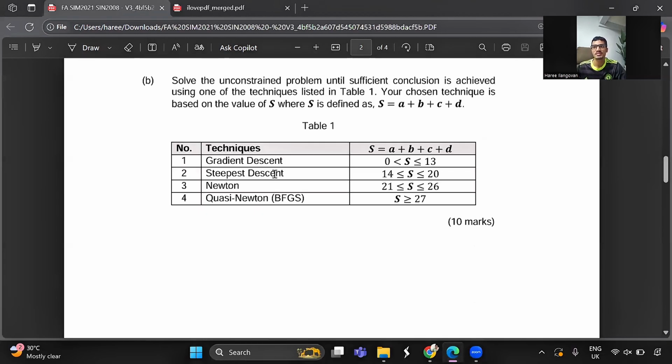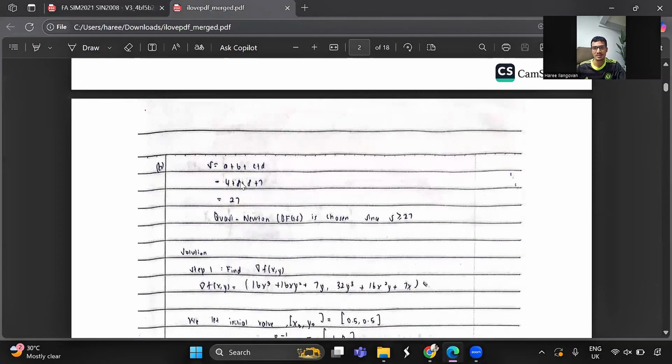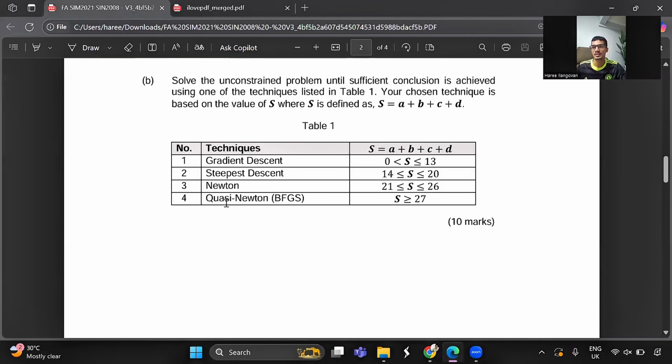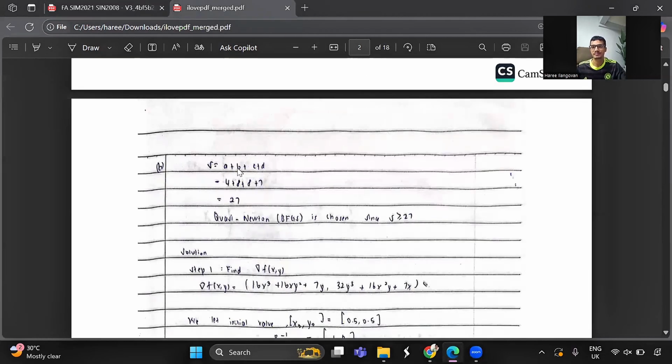This question asks us to compute the value of the last four digits first. So after I computed the last four digits, 4 plus 8 plus 8 plus 7, I got 27. And therefore, I had to do the fourth method, which is the quasi-Newton BFGS method.